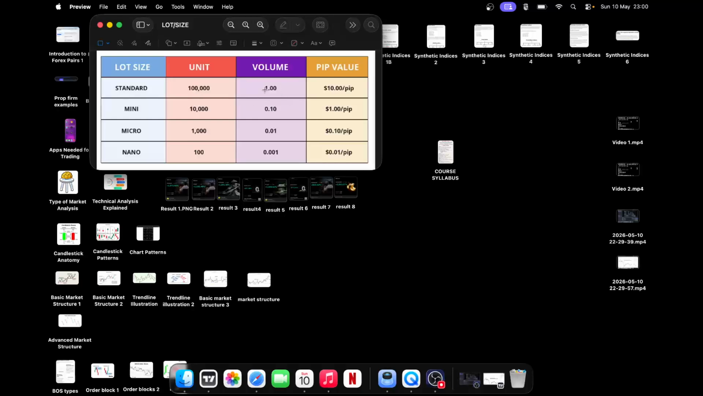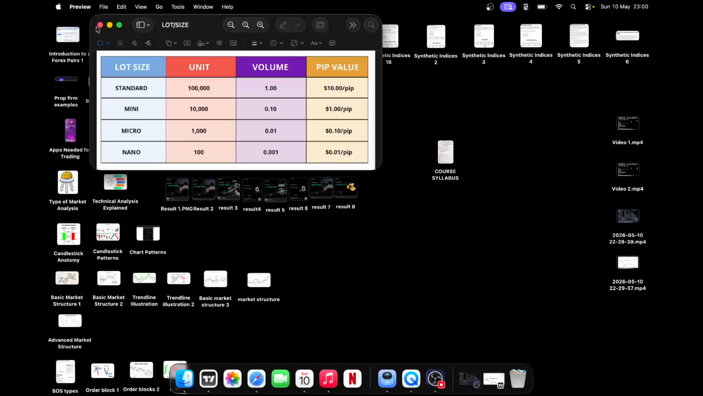Now if I place a trade and I use one standard lot, what it means is that for each movement of the market, I'm making $10. If I use 0.1 lot, for each move of the market, I'm making $1, and so on and so forth. You get? That is what lot size is all about.